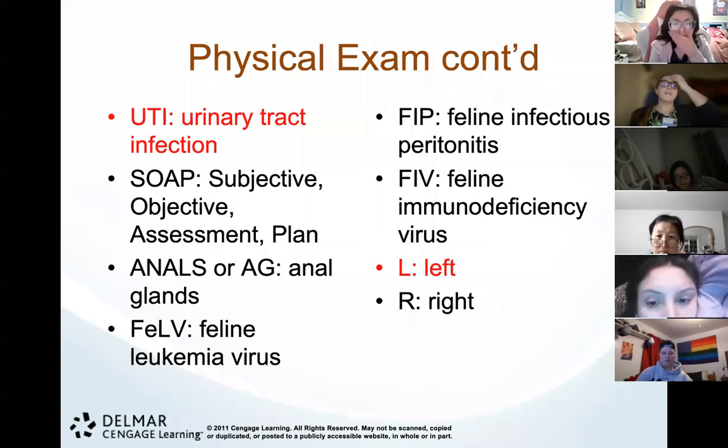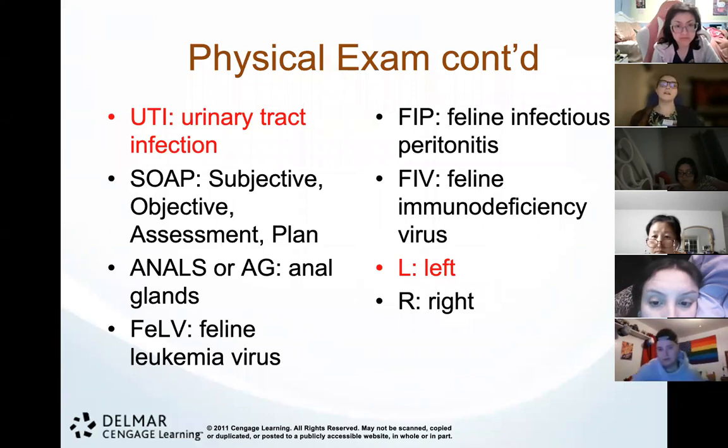FIP is feline infectious peritonitis. FIV is feline immunodeficiency virus. FIV is feline AIDS. Now, we used to vaccinate for this. We used to have an FIV vaccine, and it actually was FELV combined with FIV. But what was happening was when we were vaccinating for it, patients were starting to come up as false positive. So even though they didn't have it, once we vaccinated, they became positive. So there was no way to tell whether they were really positive or negative. So they actually took it off the market completely.